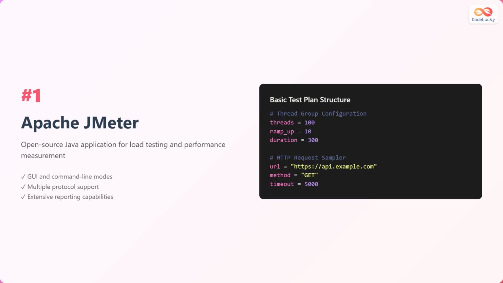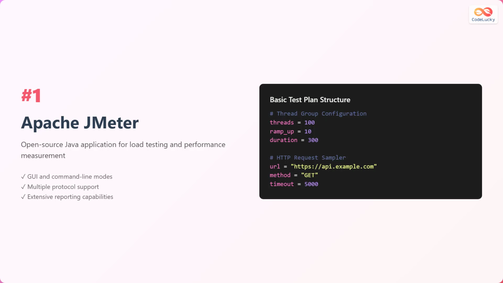First up, we have Apache JMeter. It is an open-source Java application designed for load testing and performance measurement. JMeter is versatile and widely used for analyzing and measuring the performance of various services. It offers both a graphical user interface (GUI) and command line modes, making it accessible for different user preferences.